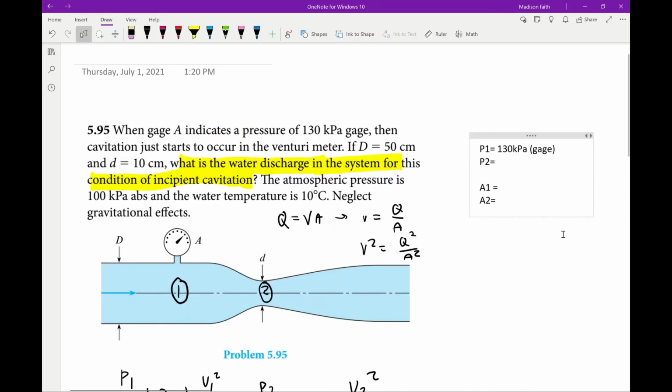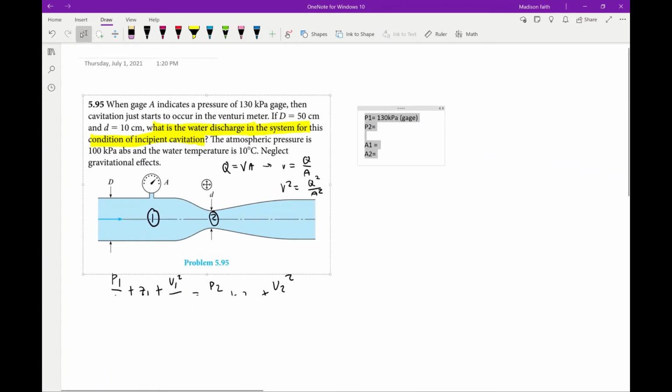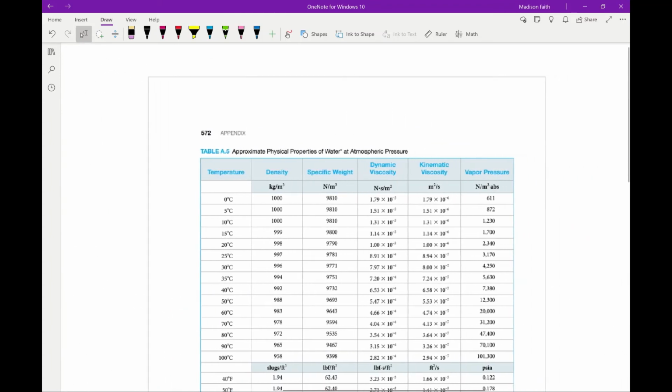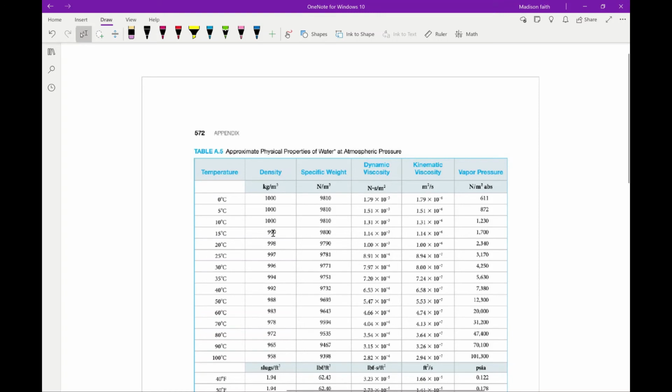Okay, to find pressure 2, it's a little more complicated, but pretty easy to find. One important thing to note about this problem is that it's under the condition of incipient cavitation. Therefore, to have cavitation, the pressure at that point needs to equal the vapor pressure at that temperature. So we know the water temperature is 10 degrees Celsius, so we can just look at this chart over here. And we know the vapor pressure of water at 10 degrees Celsius equals 1,230 newtons over meter squared absolute. So we need to write that down.